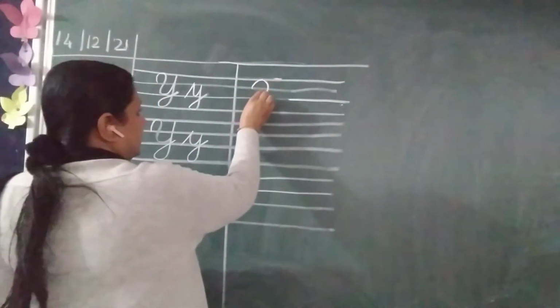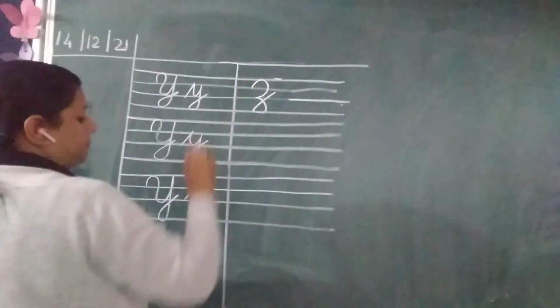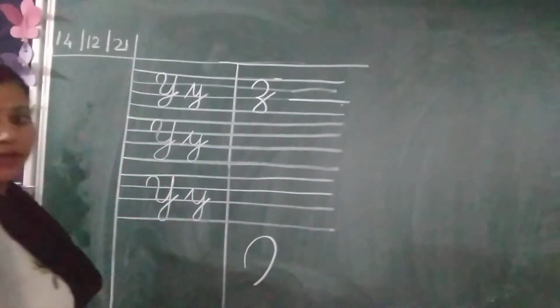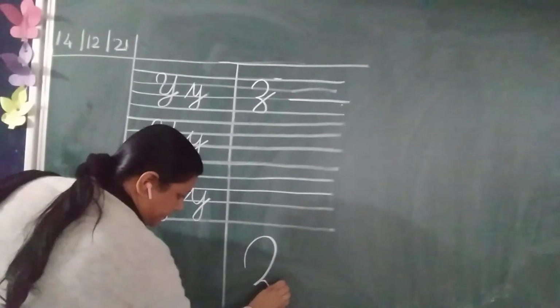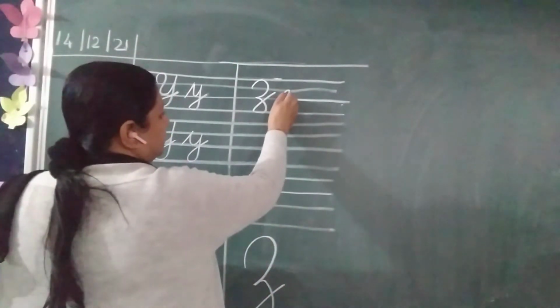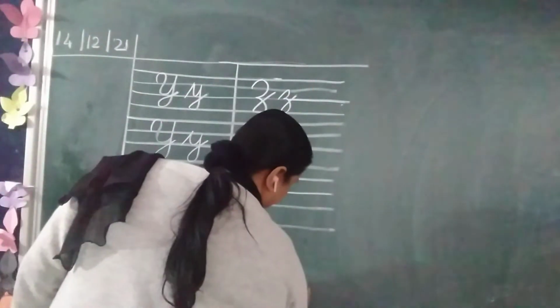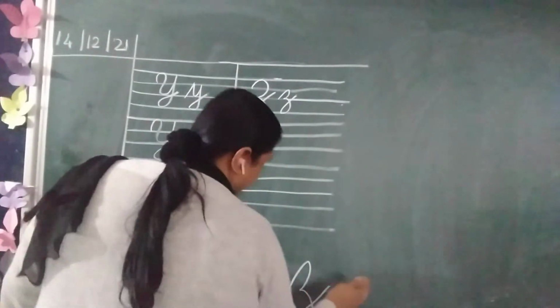Come down, meaning we make a 3 like this, and then till the fourth line and go up. Like this we are going to do. Then we come up. Slanting line, make a 3 and go up. Yes, like this.